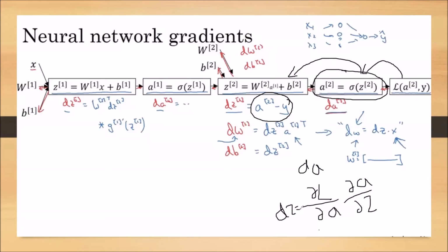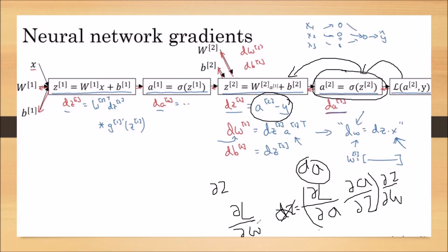dz does not mean only dou A by dou Z. The combination of these two is dz. What does dA mean? Only dou L by dou A. Now dou L by dou A into dou A by dou Z, what is it? dz. We already calculated dz as A minus Y, but here we have to write A minus Y as A superscript 2 minus Y. Now we are adding one more term, dou Z by dou W. If we calculate dou Z by dou W, it will become dou L by dou W. So this dou L by dou W we are calling dW.